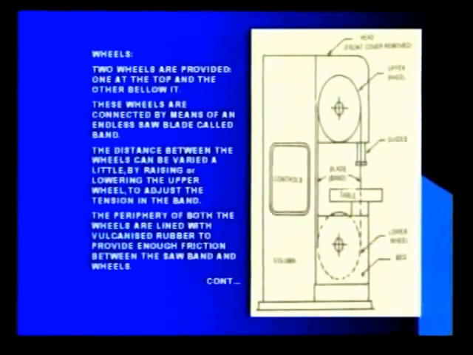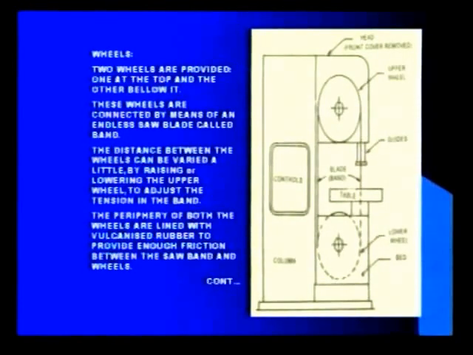Next, wheels. Two wheels are provided, one at the top and the other below it. These wheels are connected by means of an endless saw blade called band. The distance between these wheels can be varied a little by raising or lowering the upper wheel to adjust the tension in the band. It is just similar to an open belt drive.